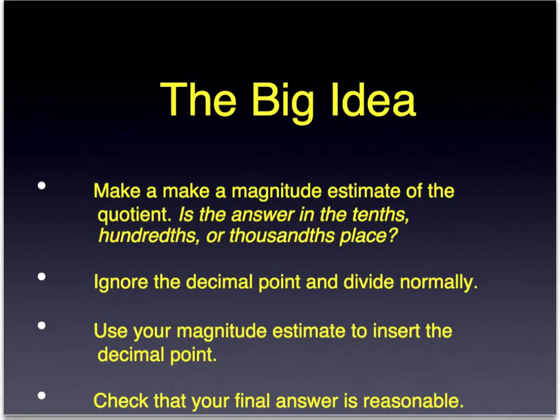My big idea is to make a magnitude estimate of the quotient. Is the answer in the tenths, hundreds, or thousands place? That's the first thing I want to do. Second, I ignore the decimal point and divide normally. Whether I'm using long division or partial quotients, it doesn't matter. Next, I use my magnitude estimate to insert the decimal point. And then, last but not least, I need to check that my answer is reasonable.